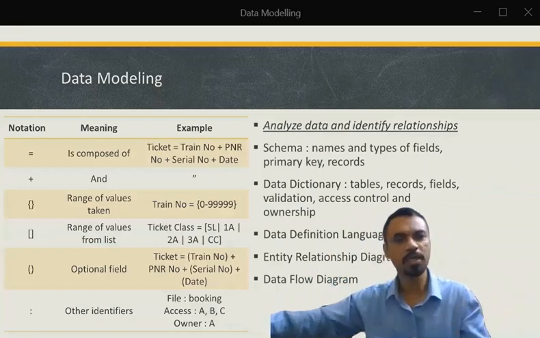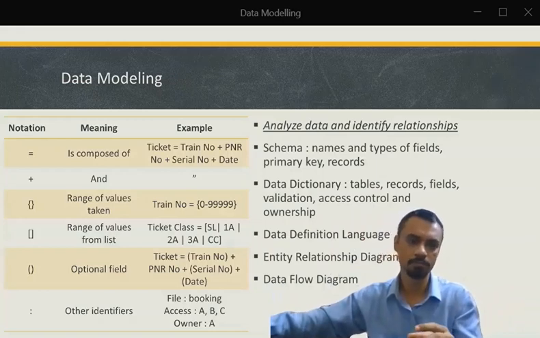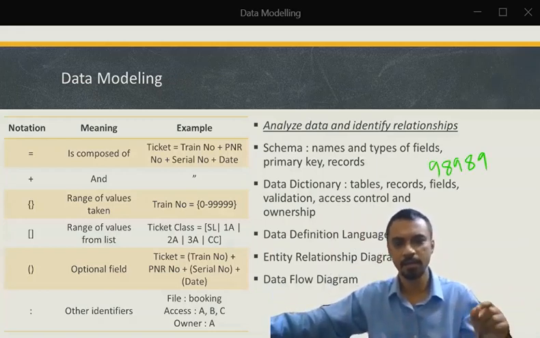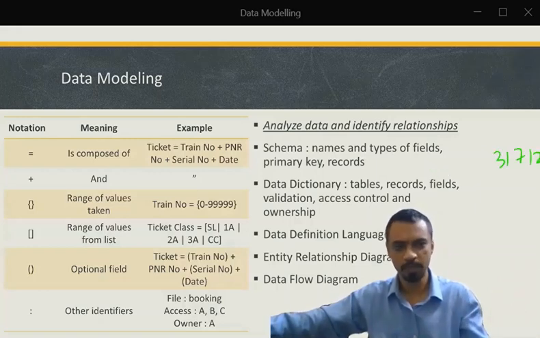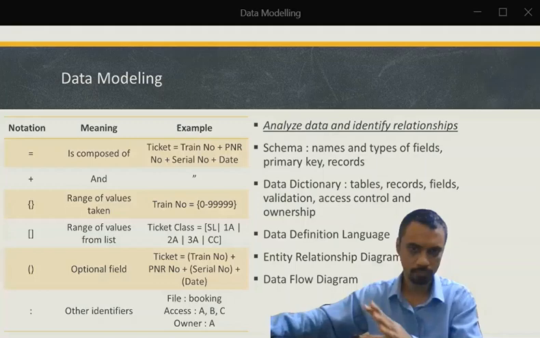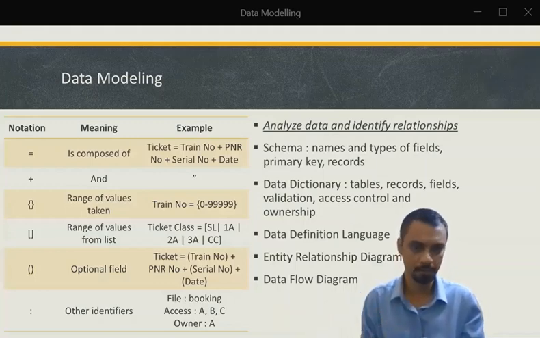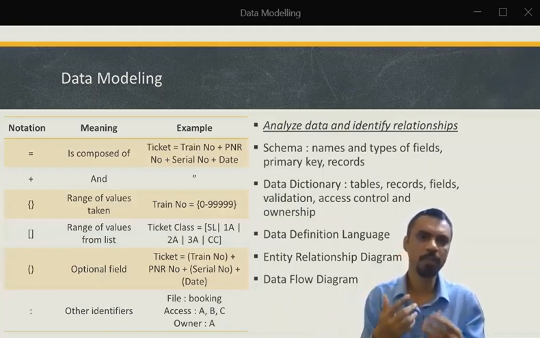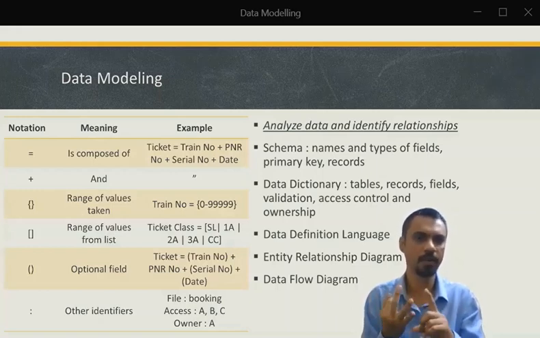Or someone puts in their mobile number as the train number, say 98989 31712. If this 10-digit number is entered, it will not be taken as a train number. So this is what we mean by validation. It will not accept any letters and it will not accept any values outside this range.